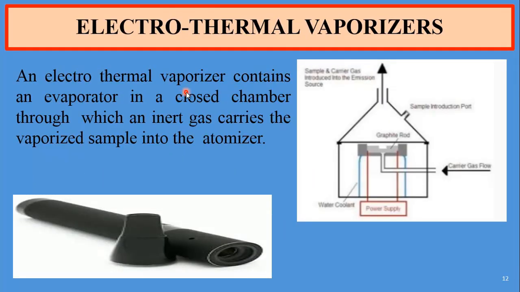The next type is the electrothermal vaporizer. An electrothermal vaporizer contains an evaporator in a closed chamber through which an inert gas carries the vaporized sample into the atomizer. So this is a closed electrothermal vaporizer. Here a carrier gas flows which will carry the sample, convert it into vaporized form and then go to the atomizer. This is the original shape of the electrothermal vaporizer.